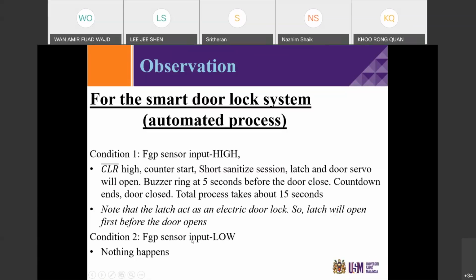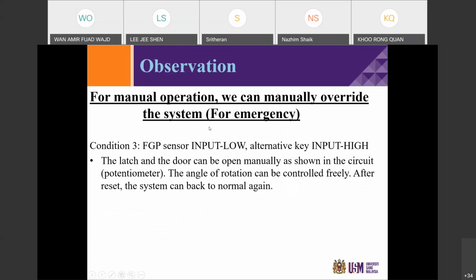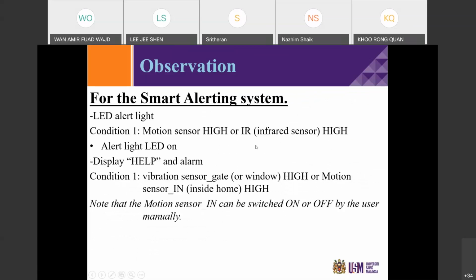Then if the sensor senses nothing, input low, then nothing happens. Then for the manual operation, as we can see just now, just the alternative high, the door can be manually controlled. Then for the alert system, Nadim has also gone through it just now. So if any of the sensors gets any input, it will trigger the LED, the alert light, and also the alarm system.